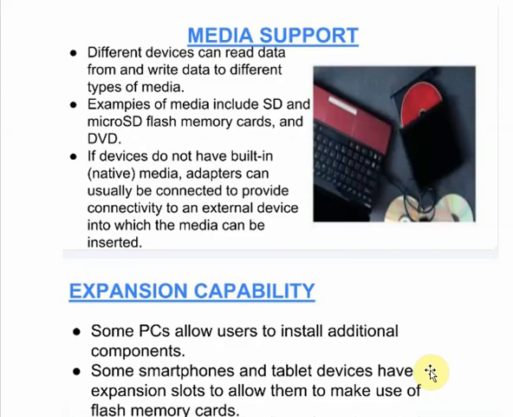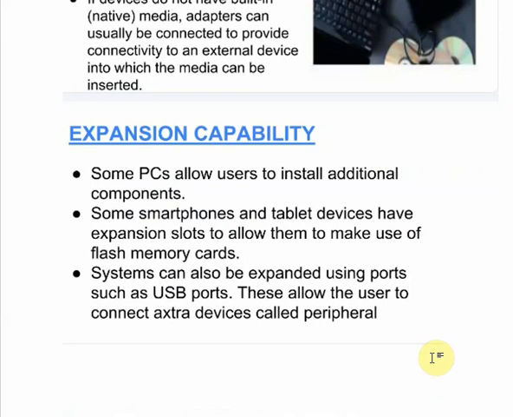Any device, let's say now your desktop is not supported to read a memory card, right? SD cards you can't read, then you can fix it with an external device to read that particular media. Adapters you can use. Then expansion capability. This is the big advantage in desktop. You can expand, you can install additional components. Even some smartphones provide you different expansion slots to insert a flash memory card to store data.